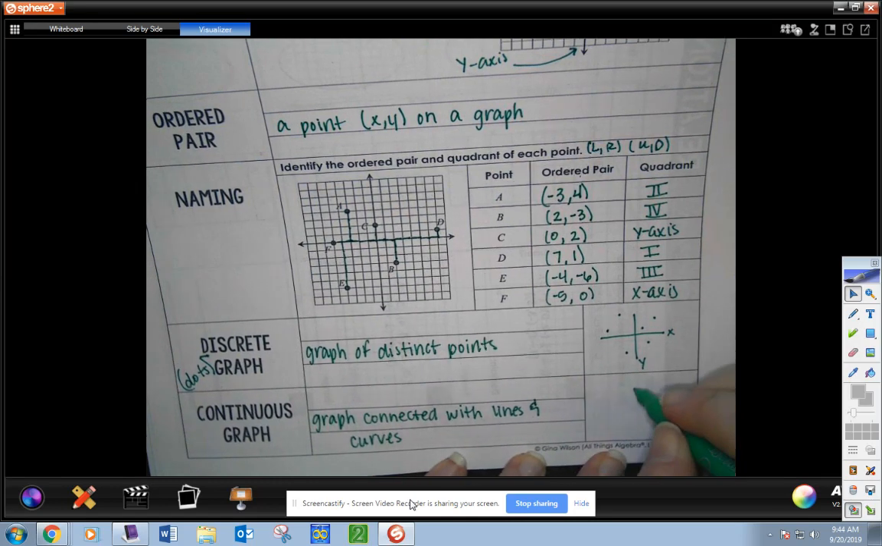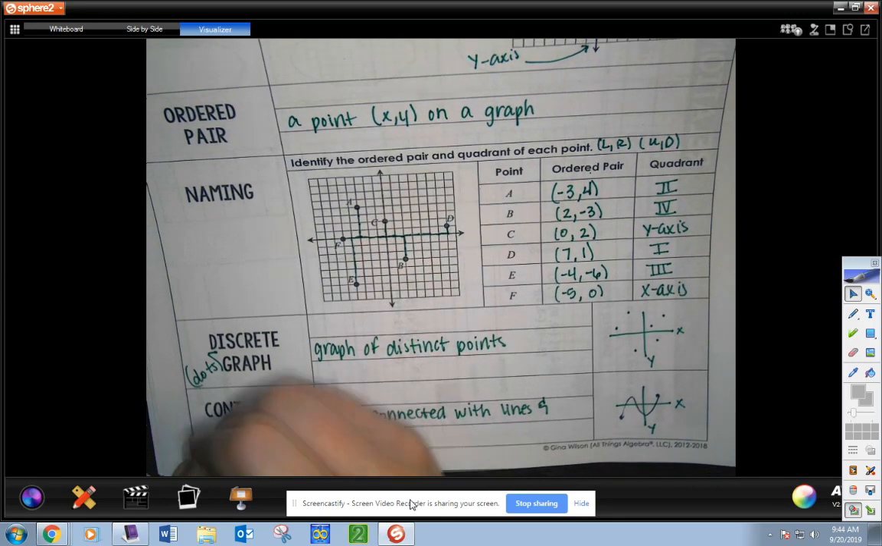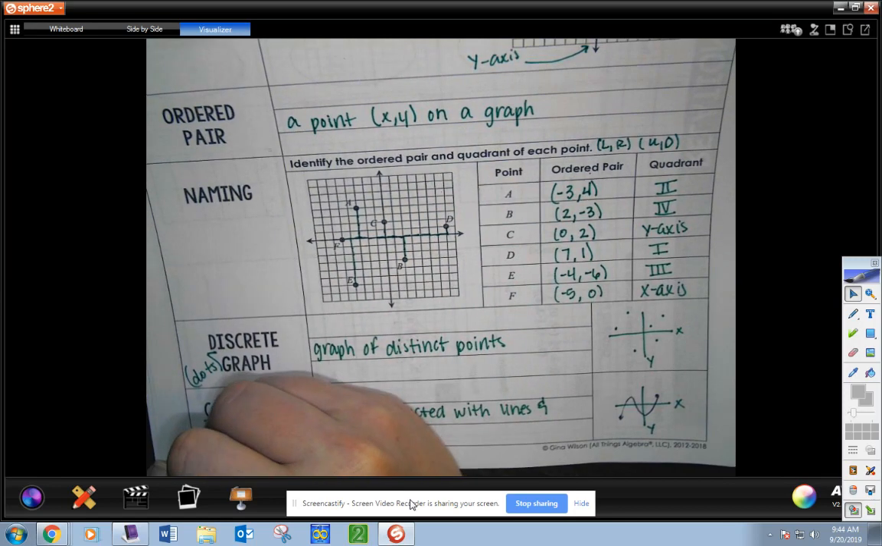Okay, so again, I'm going to come over here and draw my x and y axis. And an example of a distinct graph, I'm going to change color so it's easier to see. I'm going to draw you a curved example. Something like this is a continuous graph. Yes, it has dots, but they are connected. Sometimes they have arrows. So for continuous, just remember it starts with a C, so connect. Okay.